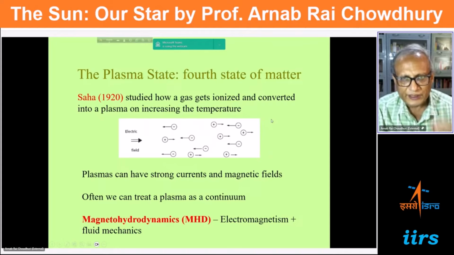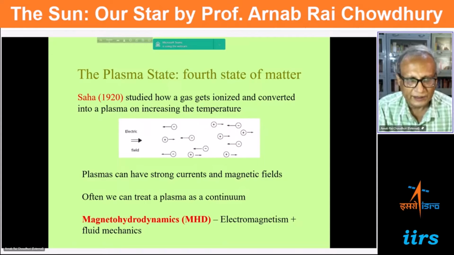So if you consider a small volume of the plasma which has a sufficient number of charged particles, we will find that positive charge nearly balances negative charge. So you may wonder, then does the plasma behave like a neutral gas? No, the difference becomes clear if you put an electric field.